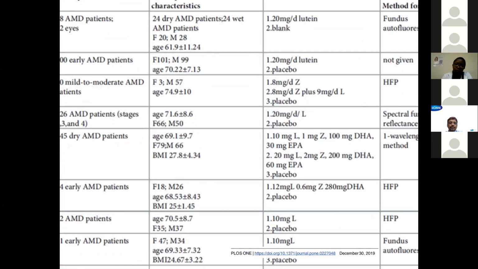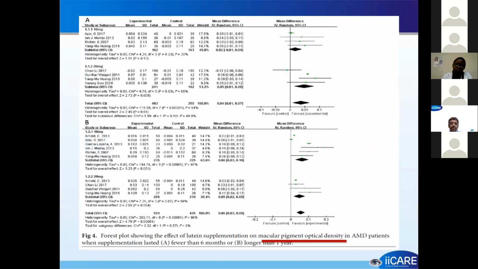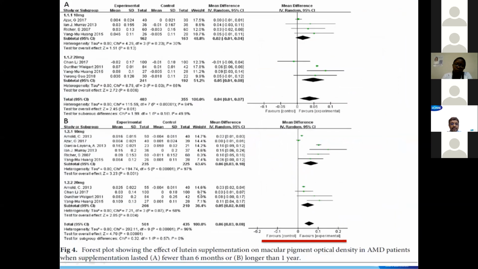What they actually found in this meta-analysis, if we see the forest plot of these studies, is this: the A part, which is the upper part, comprised the studies conducted for less than 6 months of lutein supplementation, and this B part comprised the studies with lutein supplementation for more than 1 year.